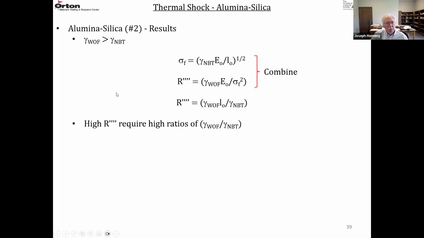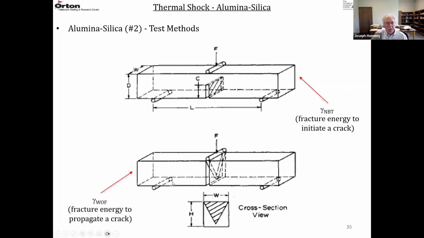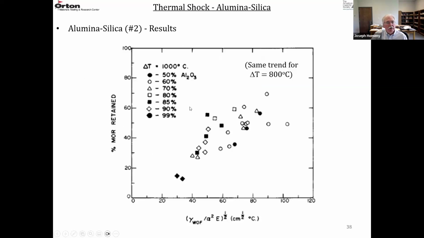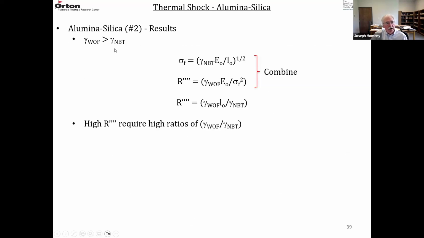So in all these measurements, if you go back to this table, if you look at gamma WF compared to gamma NBT for any of these materials, this value for work of fracture is higher than the notch beam technique. So that gives a higher ratio of work of fracture relative to the fracture initiation energy.